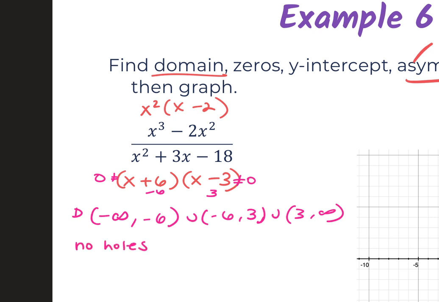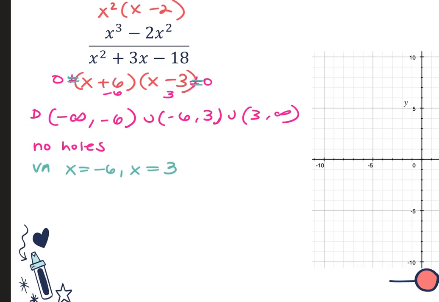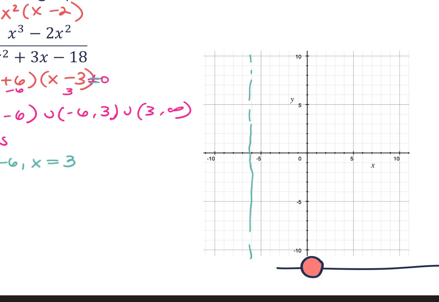Then I do vertical asymptotes. So for vertical asymptotes, we just change these not equals to equals. So I get x equals -6 and x equals +3. Those are my vertical asymptotes. -6, +3.